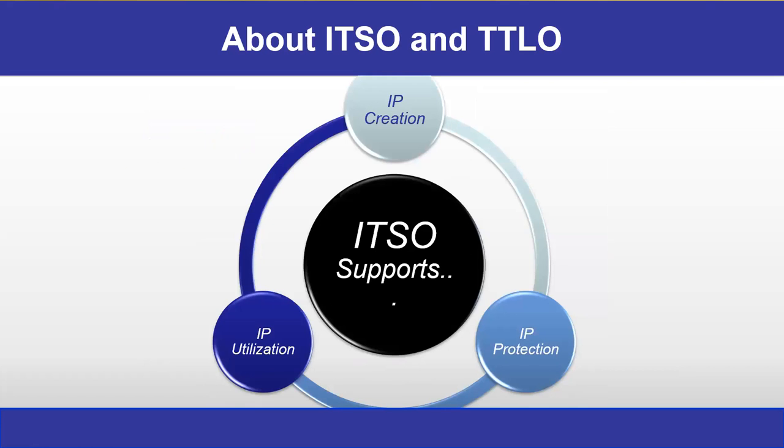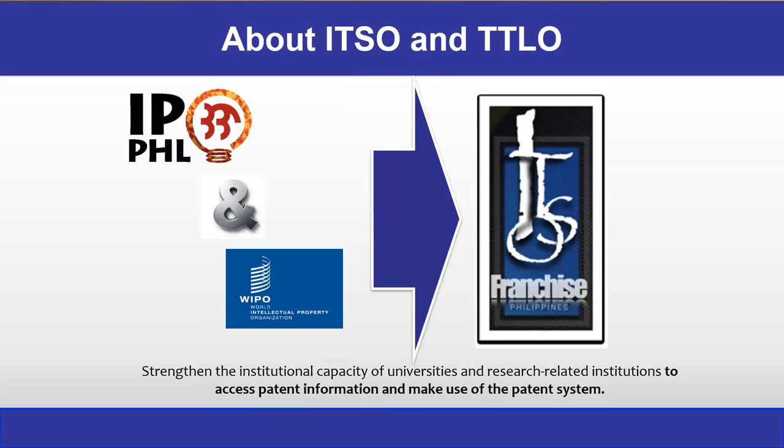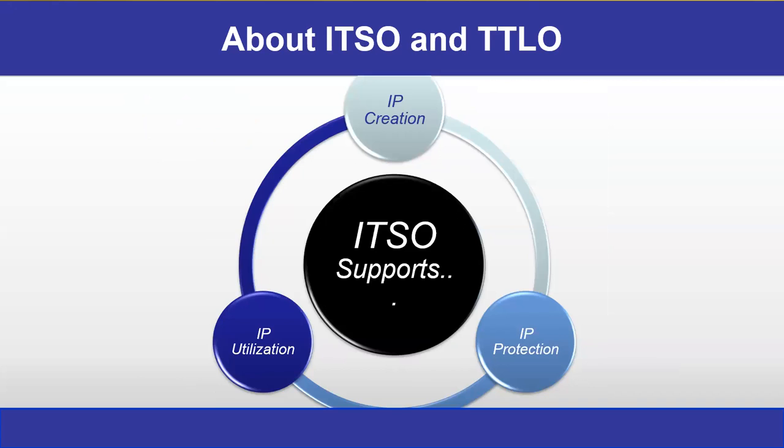So we thought about working with the DOST to put up our own technology business incubator. And basically that's Navigato. But all of this started when we tried to establish the Innovation and Technology Support Office that was launched by IPOPHIL and the World Intellectual Property Organization. So basically these two offices, the ITSO and TLO, are responsible for intellectual property creation, protection, and utilization.